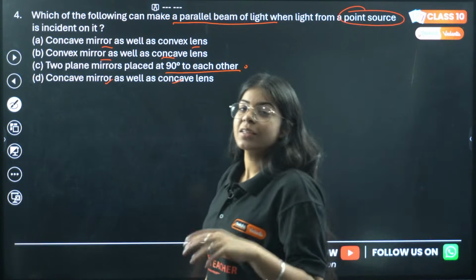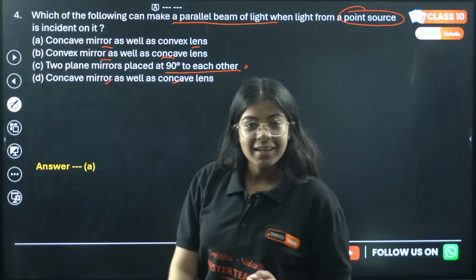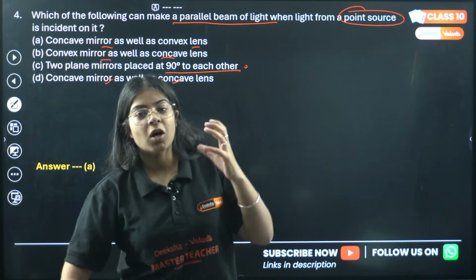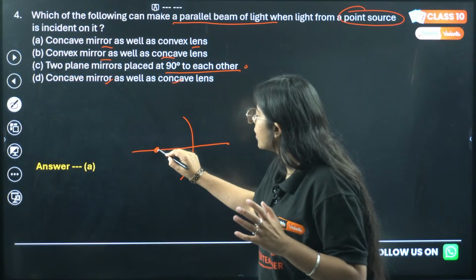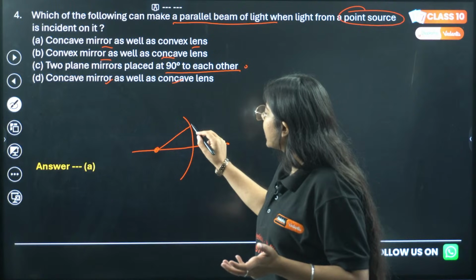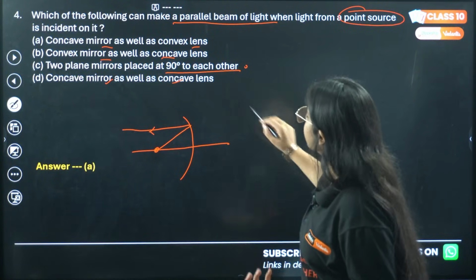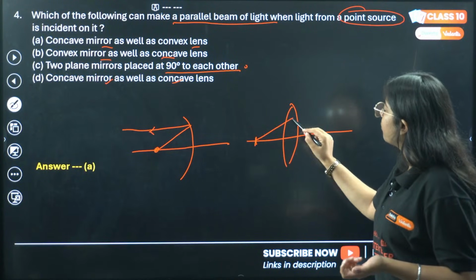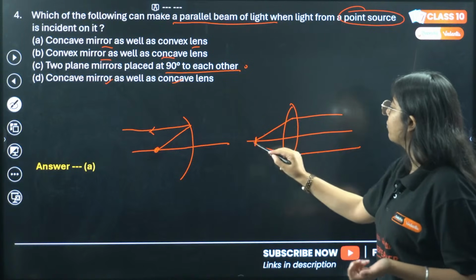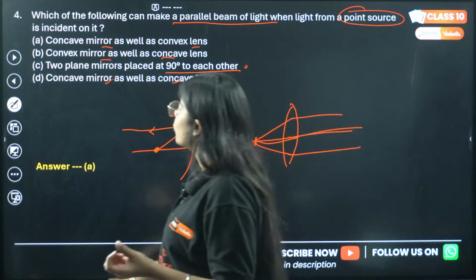Okay, so Trev is right. The answer is actually A. Because when we place the object at the focus of a concave mirror, it makes the light rays parallel when they are reflected. And the same in the case of a convex lens: when the object is at the focus, the rays go parallel after refracting from the convex lens. Correct? Let's move on to the next question.